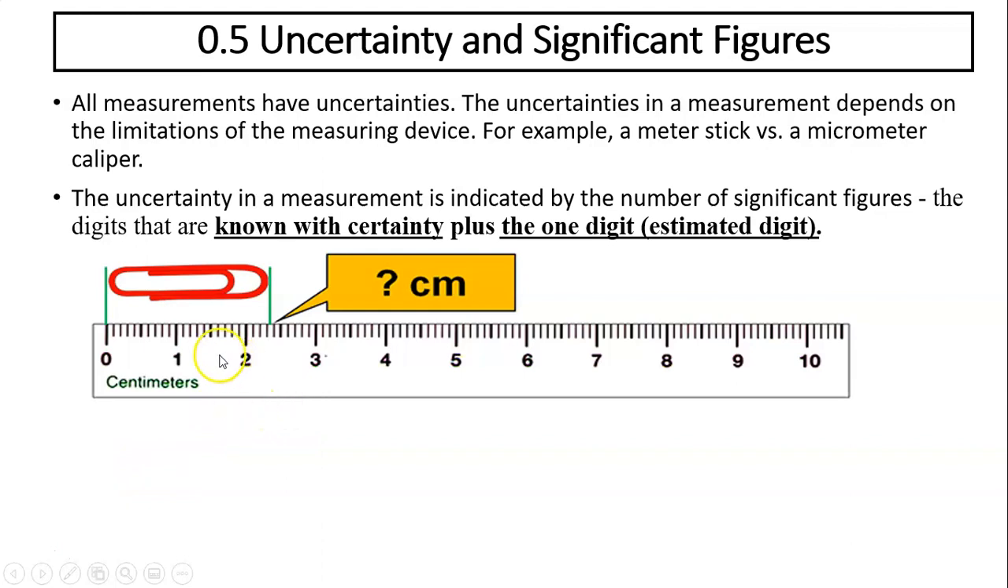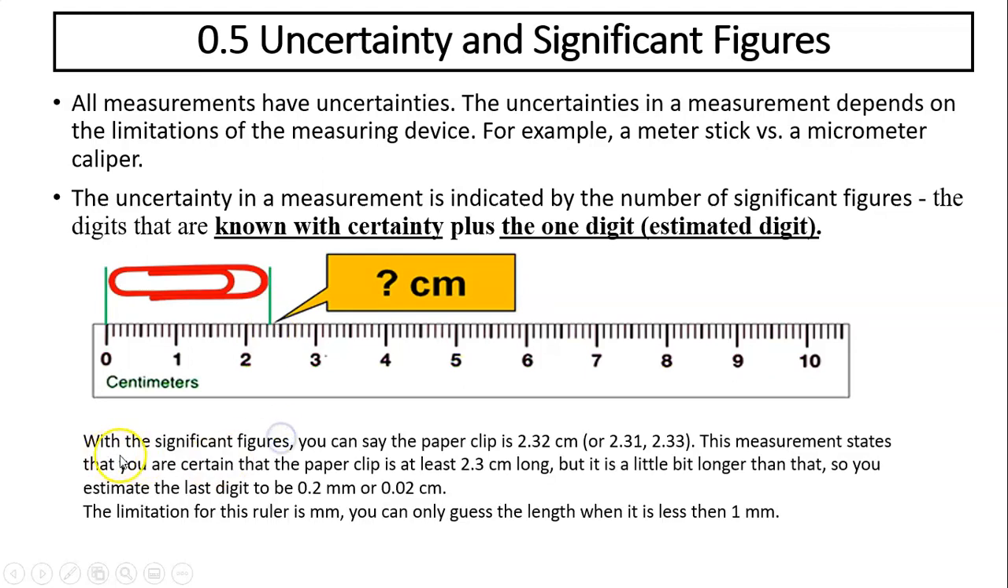So how long is this paper clip? You know for certain it's about 2 centimeters and 3 millimeters, 2.3, definitely between 2.3 and 2.4. And over here, you have to estimate. So this part is the estimated. So with significant figures, you can say that the paper clip is 2.32 or 2.31 or 2.33.